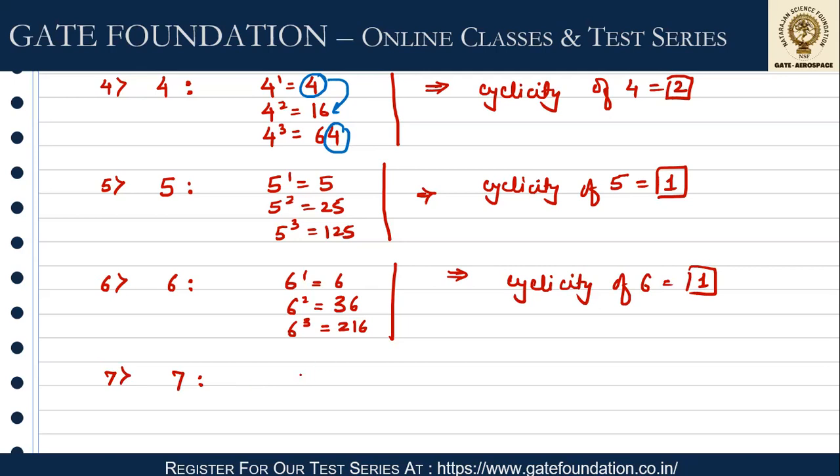Now 7. So 7 raised to 1 is 7. 7 square is 49. What is 7 cube? 343. Very good. 7 raised to 4 is 2401. Great. That is basically 49 square. And 7 raised to 5.